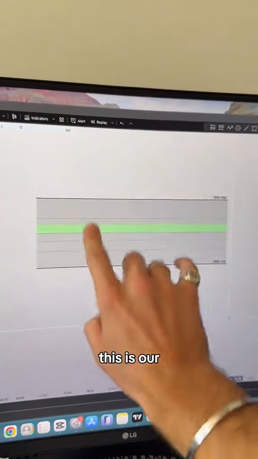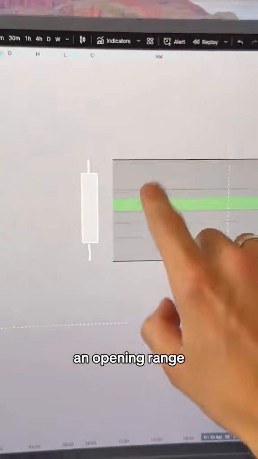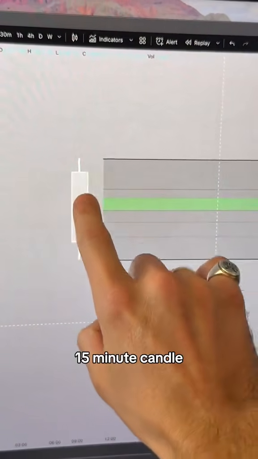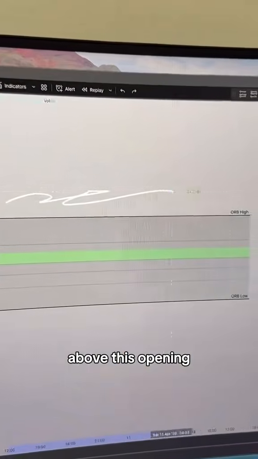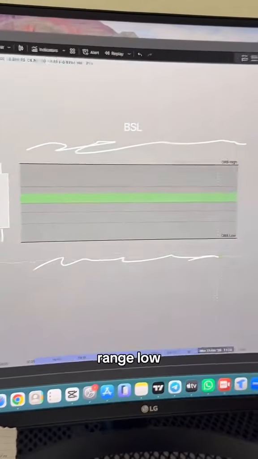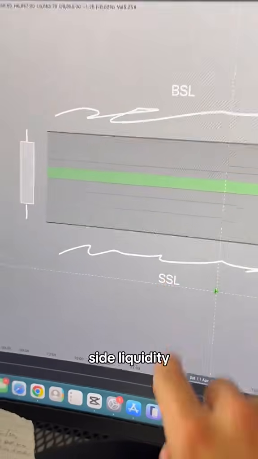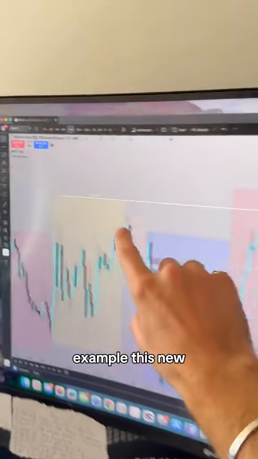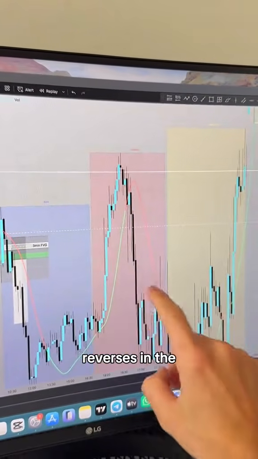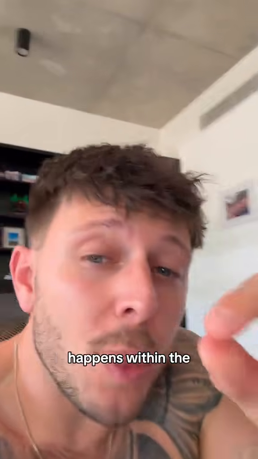Right, so let's just say that this is our opening range area, and the opening range is dictated by the top wick and the bottom wick of the opening 15-minute candle. Above this opening range high, we have buy side liquidity, and below this opening range low, we have sell side liquidity. As we know, when price sweeps a level of liquidity, like for example this New York high, price often sweeps this level and then reverses in the opposite direction. The same thing happens within the opening range.